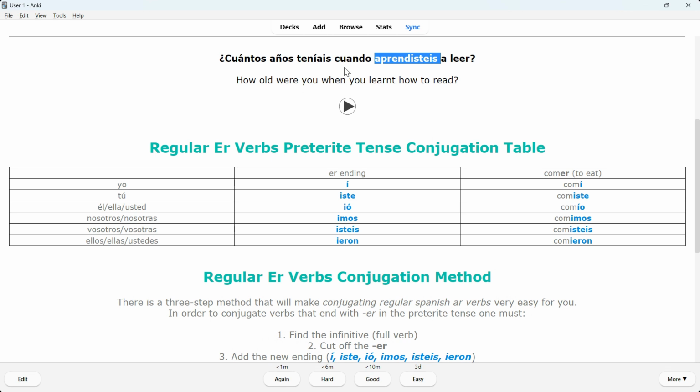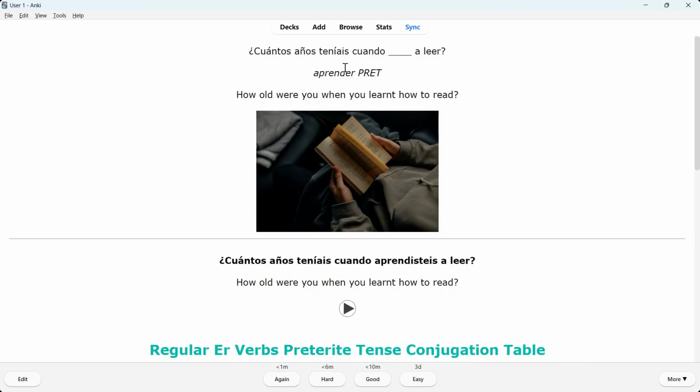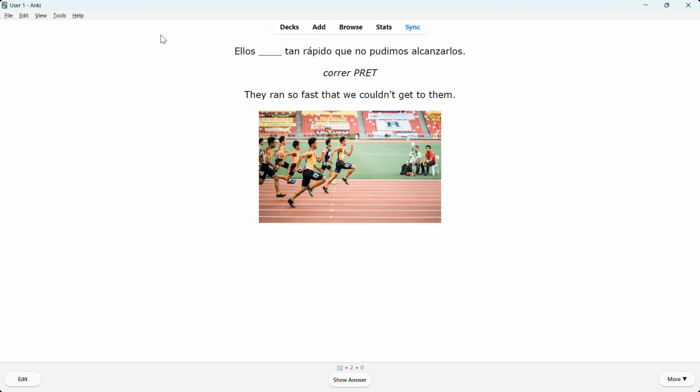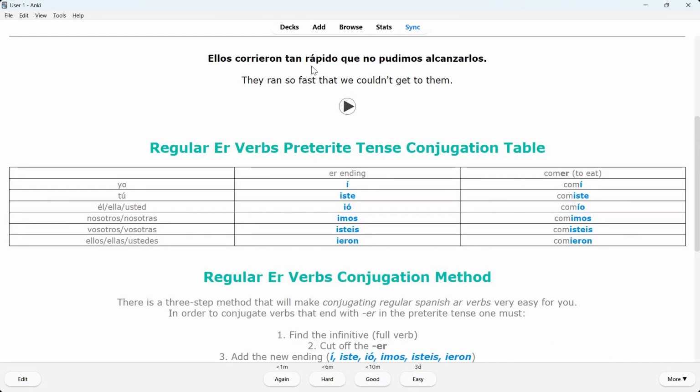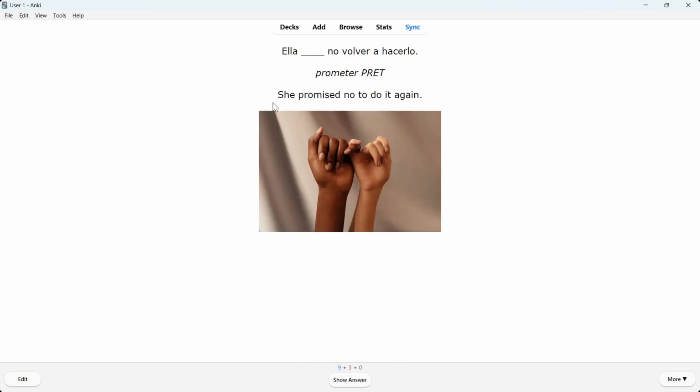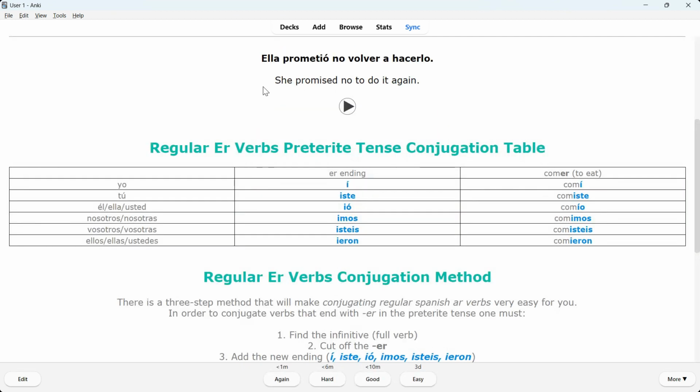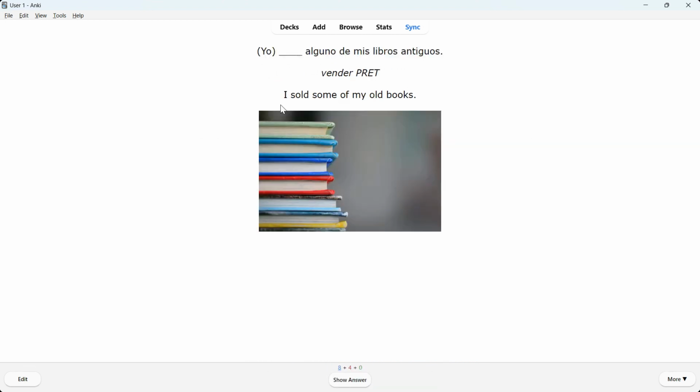Let's do another example. They ran so fast that we couldn't get to them. Ellos corrieron tan rápido que no pudimos alcanzarlos. This is the answer, the ending that we're looking for. She promised not to do it again. Ella prometió no volver a hacerlo. We have the ella, an IO ending.